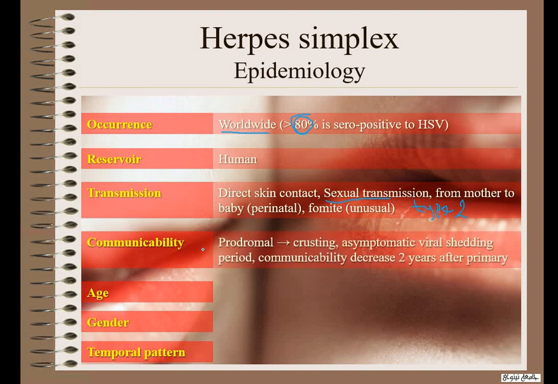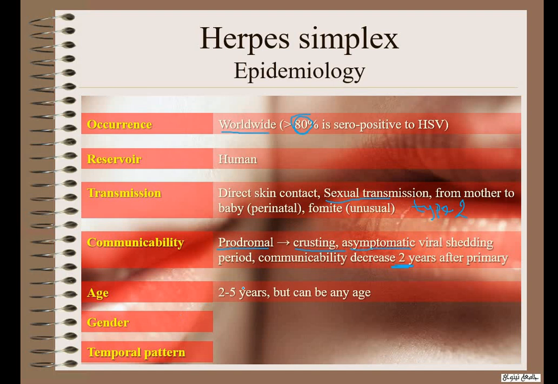The communicability of the disease starts from the prodromal symptoms till the occurrence of the lesion. Or the transmission may occur from a person with asymptomatic viral shedding, but usually the communicability of the disease decreases after 2 years from the primary infection.